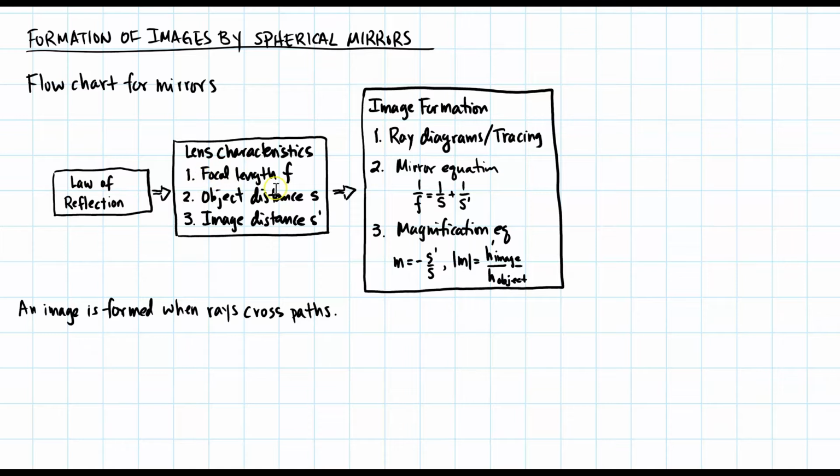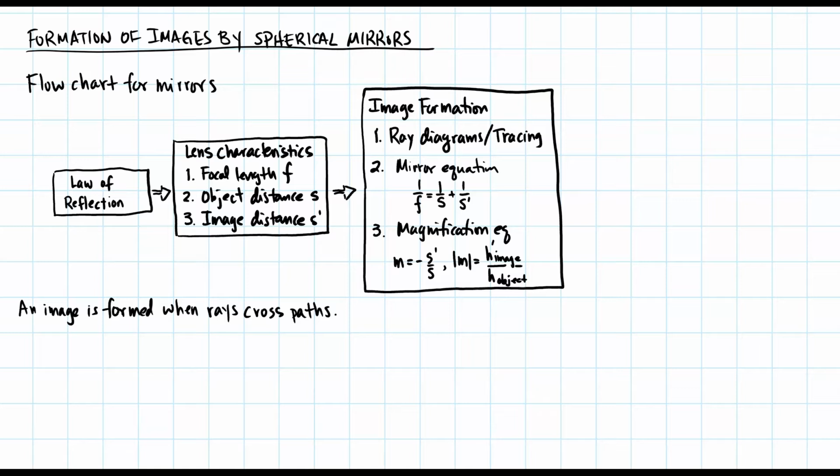It has a focal length, an object distance s, and image distance s prime. Image formation is done by ray diagrams. There's the mirror equation, which has the exact same shape as the thin lens equation, and the magnification equation, which is exactly the same. An image is formed when rays cross. So the big difference between lenses and mirrors is the ray diagram.